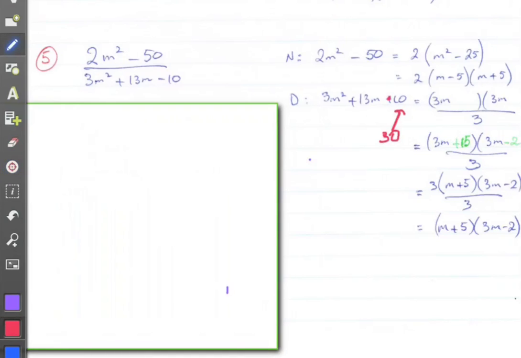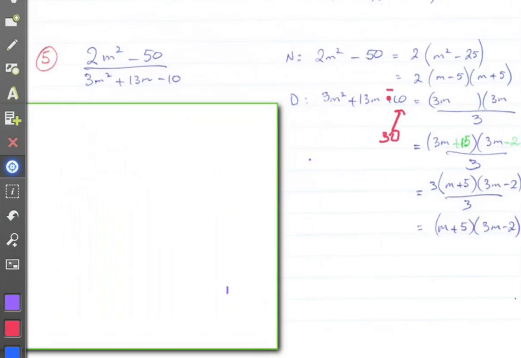But to get the negative, you can't use 10 and 3. You just weren't careful enough when you thought about that. And the answer is there's a 15 and a negative 2, because the product of that is negative, and the sum of that is positive 13. Okay, and there's what we end up with for the denominator.